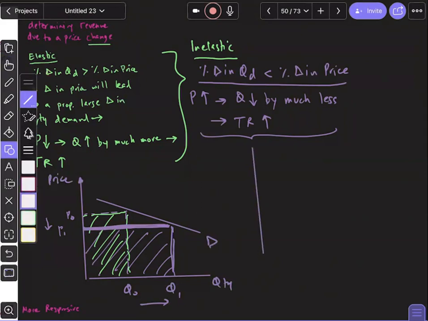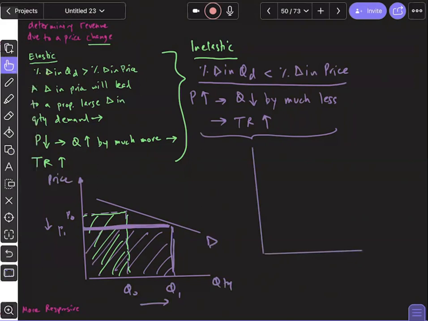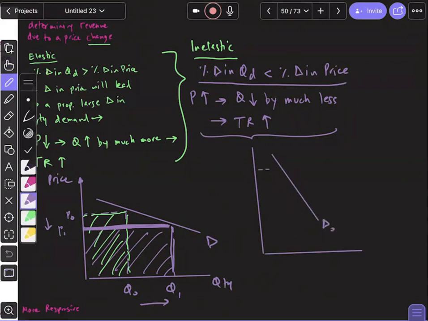On the other hand, you have a case like this one where you have an inelastic demand, and here when you are lowering your price, I'm sorry, we should increase the price. When we increase the price, we can see the quantity did not change by that much, and that's why you are able to make more revenue than before.